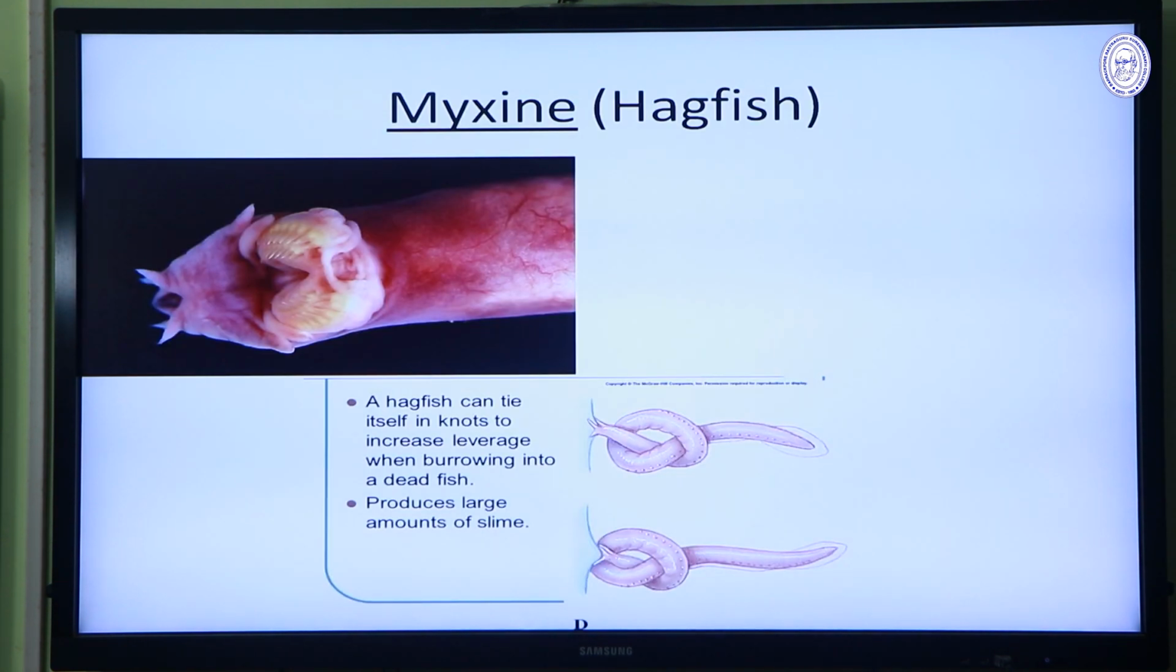The myxine, another kind of Agnatha, also has a sucker-like mouth, but it is not parasitic like Petromyzon; rather it scavenges dead bodies, and it has a peculiar ability to knot with its body. This knotting ability increases its leverage to burrow inside a dead fish or dead body, and it also produces a large amount of slime.